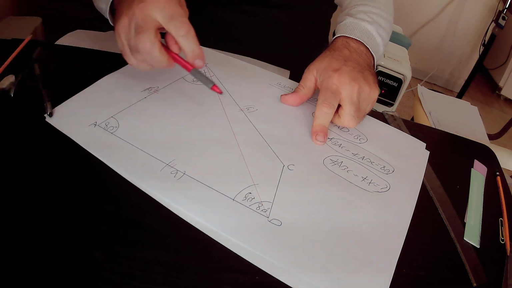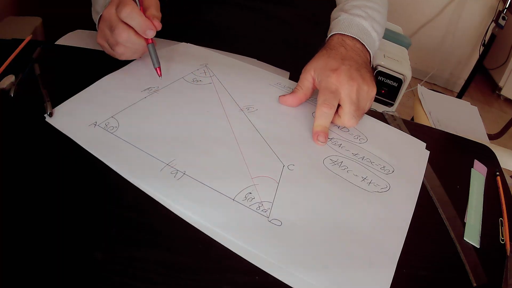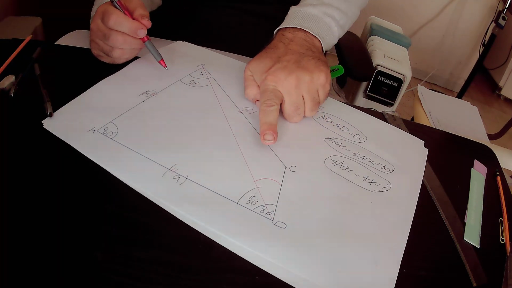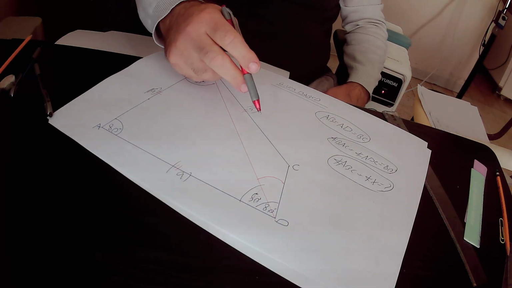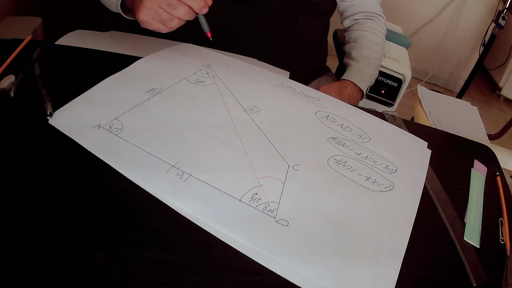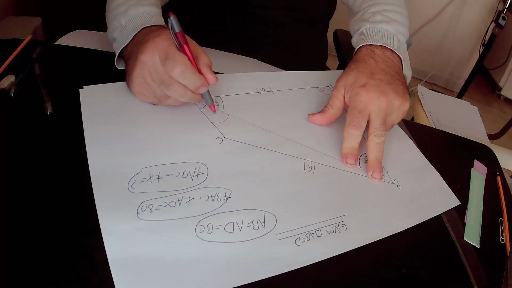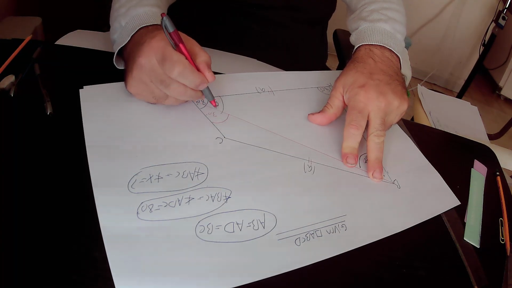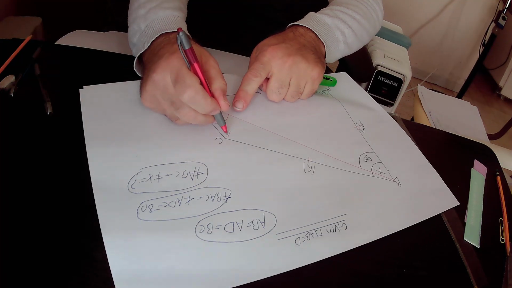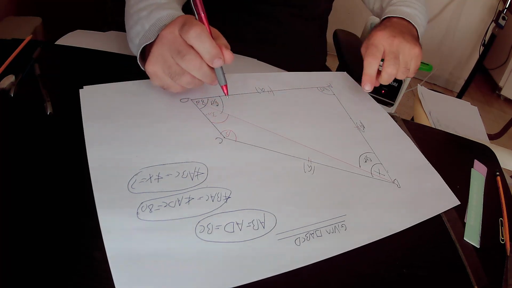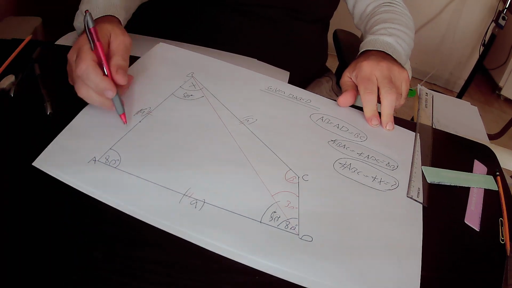What is the size of angle BDC? From the drawing it's very easy to see that the size of angle BDC equals 80 degrees minus 50 degrees, which is 30 degrees. So the size of angle BDC equals 30 degrees. The next step, we define angle BCD. This angle is beta. And we focus on triangle BCD.